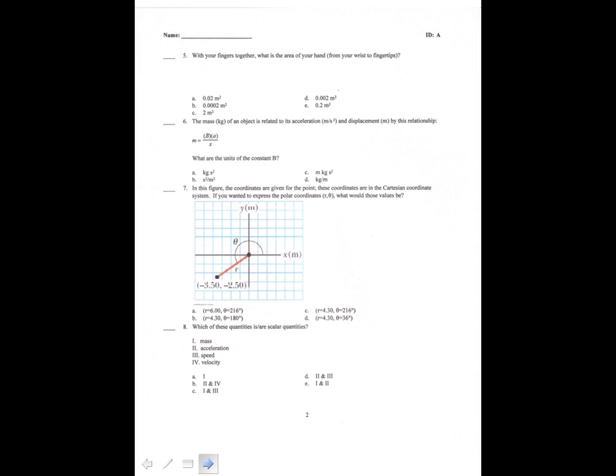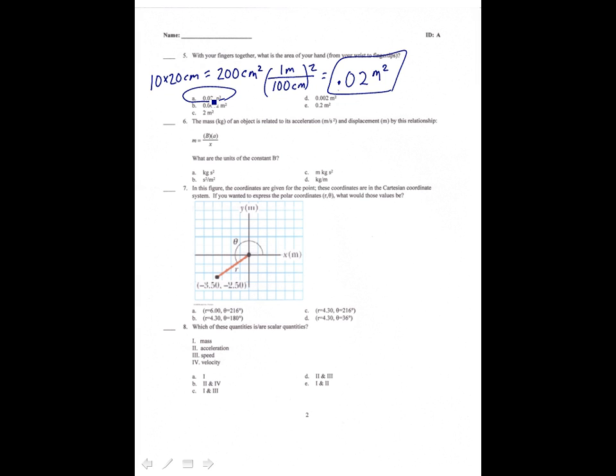Alright, with your fingers together, what is the area of your hand from wrist to fingertips? Well, your hand, if you look at it, is approximately 10 by 20 centimeters. Alright, so that's equal to 200 square centimeters. But then all the answers are in square meters, so you have to convert that to meters. So there are 100 centimeters in 1 meter, and then you have to square that, so that's 200 over 100 squared, which gives you the right answer, which is 0.02 meters squared.